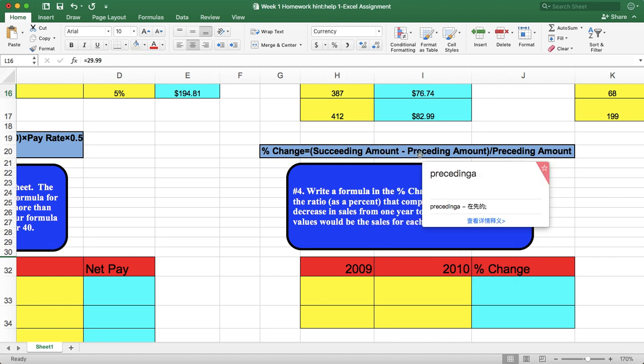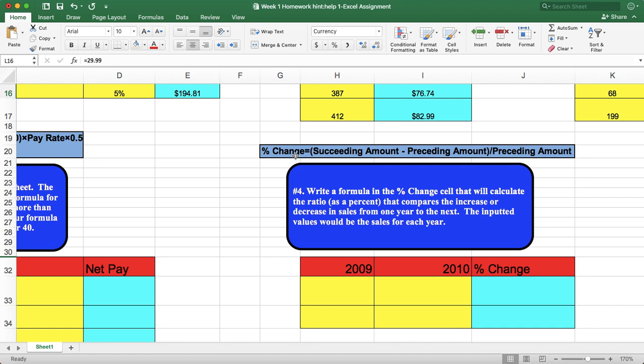One thing I want to remind you is that percentage change is sometimes negative. Don't be afraid if you get a negative percentage change, that just means decay or decline. Okay, good luck.